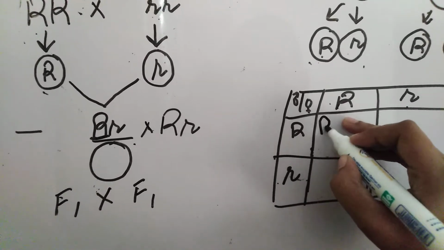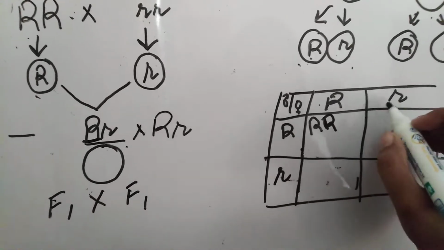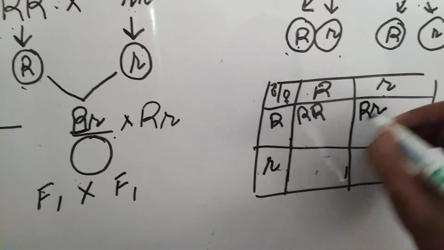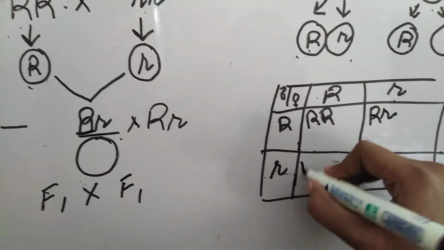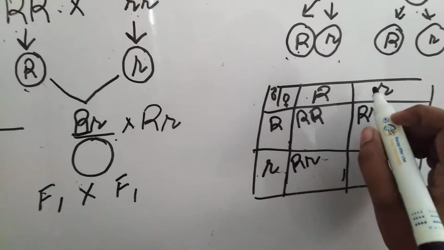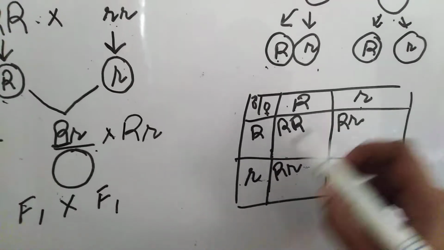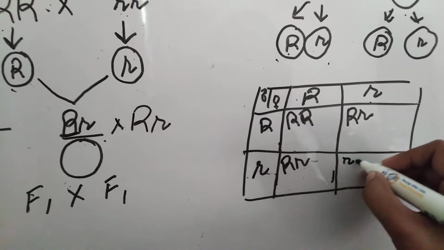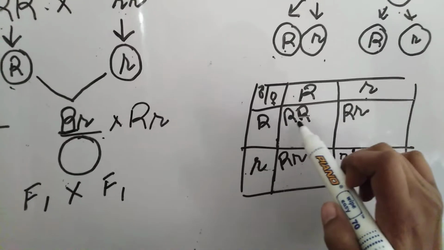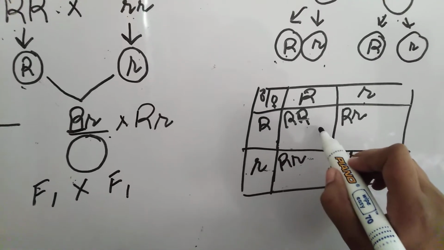Now, how to generate? In each box we have to take one capital R from the horizontal column and one from the vertical column: capital R and small r, and this capital R and small r. It doesn't matter whether small r is present here or there. We have to mention the dominant allele first. When both are recessive, then it doesn't matter: small r and small r.